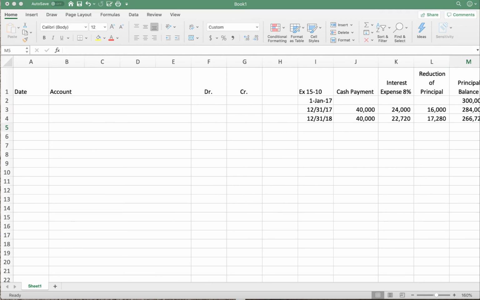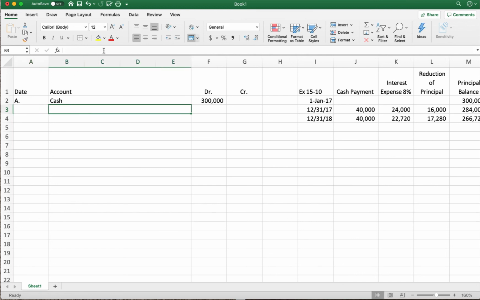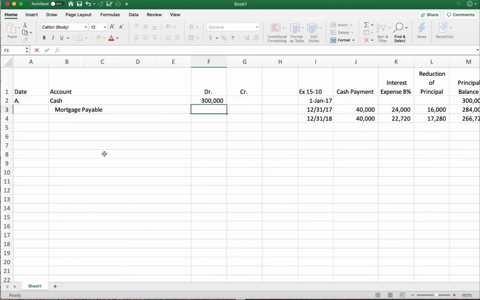The first journal entry we need to make is to record the mortgage loan and the first two installment payments. This is going to be part A. The first entry shows that we got cash and we signed a mortgage payable. So I'm going to debit cash for $300,000 and credit mortgage payable for the same amount.